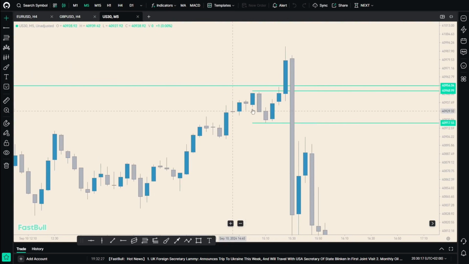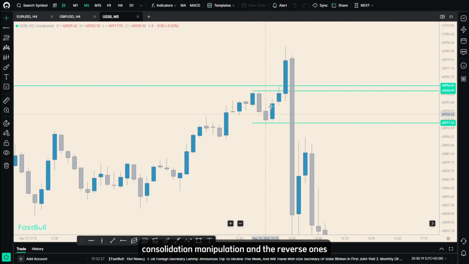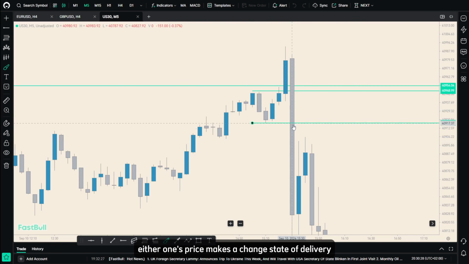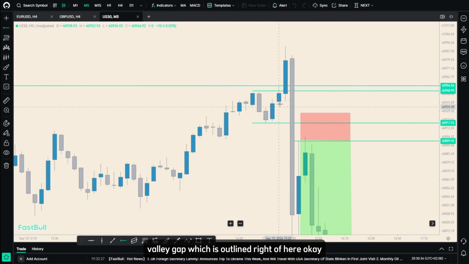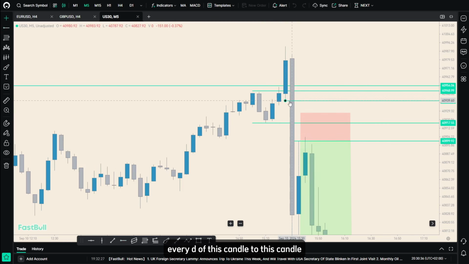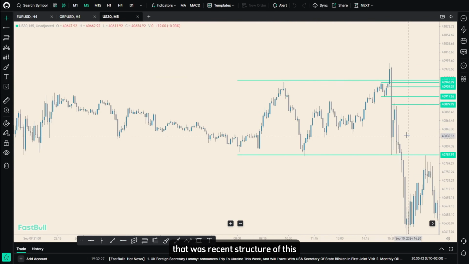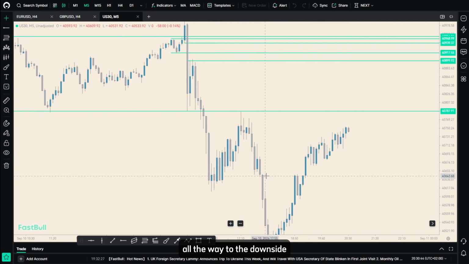And here we go. There would be an AMD model right here, consolidation, manipulation, and the reverse. Once price makes that change in state of delivery, you then look to enter at this point, either once price makes that change in state of delivery, or once price taps back into this fair value gap, which is outlined right over here, okay? FVG of this candle to this candle, price taps in there, and then you can target low all the way down to this low point, okay? That was recent structure of this, and that's how price ended up playing all the way to the downside for this day using our time CRT.